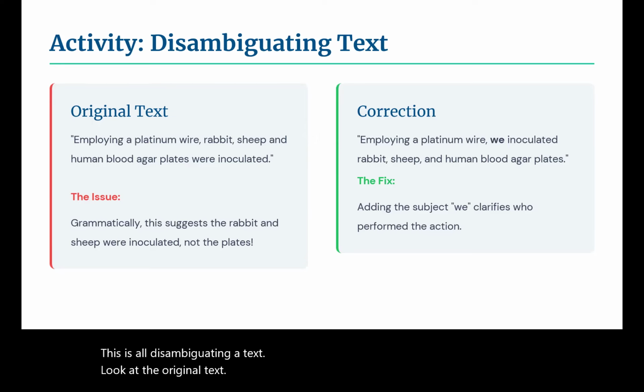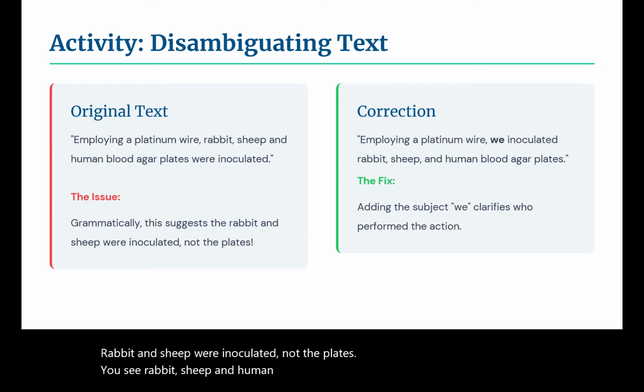Employing a platinum wire, rabbit, sheep, and human blood agar plates were inoculated. Look at the issue. Grammatically, this sentence says rabbit and sheep were inoculated, not the plates. You see, rabbit, sheep, and human blood agar plates.